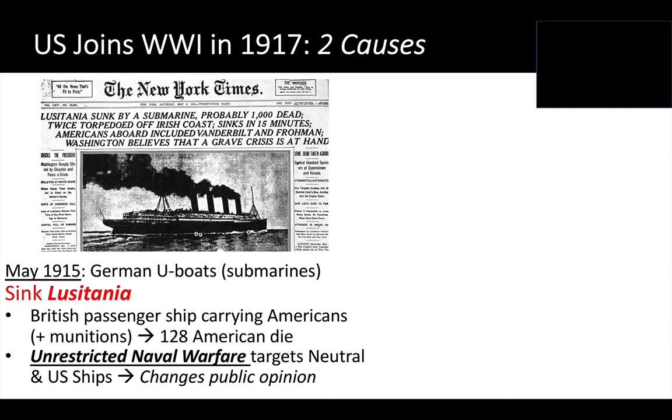By targeting neutral ships, U.S. ships that are doing trade with England, this starts to change U.S. opinion, because we say, how dare they? Now, like I said, the reason why they were sinking this ship wasn't all innocent. Supposedly it did have guns and things like that also being carried by this passenger ship, and that's why the Germans target them. But from the perspective of most Americans, they see this innocent passenger ship getting sunk by German submarines, and people get really upset about it.